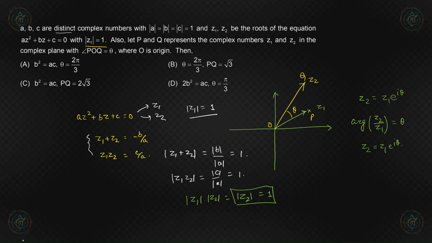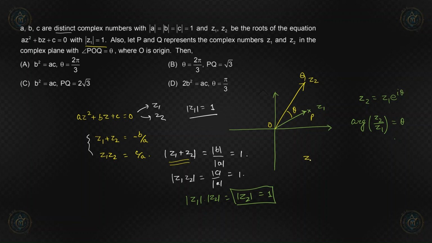Right? So we have to find this theta. Theta is nothing but this angle POQ. Okay, so let's find out. So z2 equal to z1 e to the power iota theta, we assume this. Then we have to find the angle theta using this relation, because mod of z1 plus z2 is already known to us. How? We know by using the concept of resultant of two vectors.